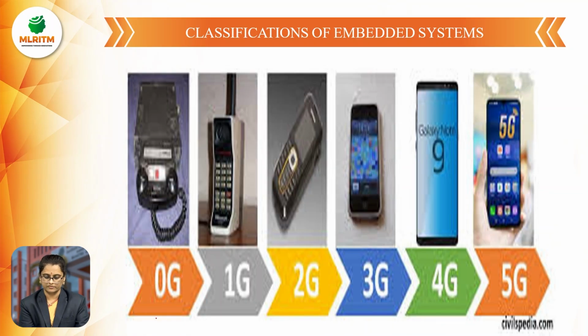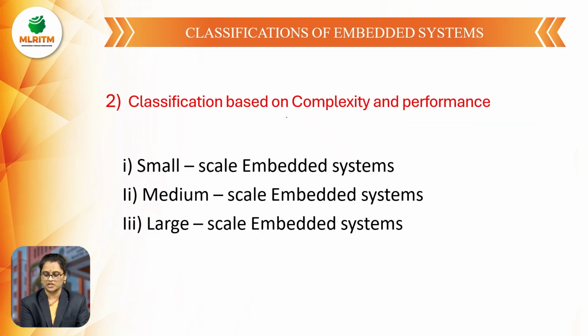And these are the different generation pictures: 0G, 1G, 2G, 3G, 4G and 5G. And this is every generation. Microprocessors and microcontrollers are doubled by using semiconductor technology. And then classification based on complexity and performance. This is the second classification.